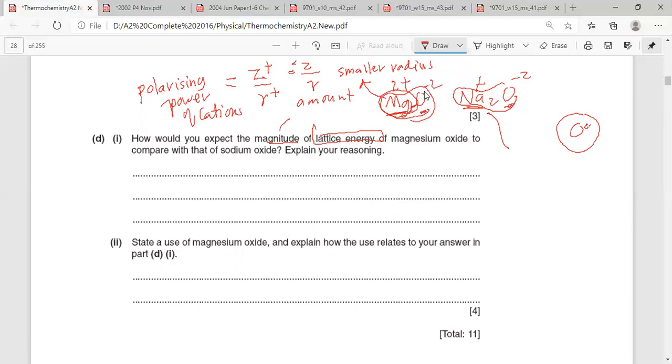Right now, look here. Oxide here is the same. Na is Na plus, Mg is 2 plus. Now, remember, Na and Mg are in the same period, isn't it? So of course, the charge is 2 positive, the stronger attraction, isn't it? And also, this Mg2 plus has a smaller radius. So the answer you can find the same here.